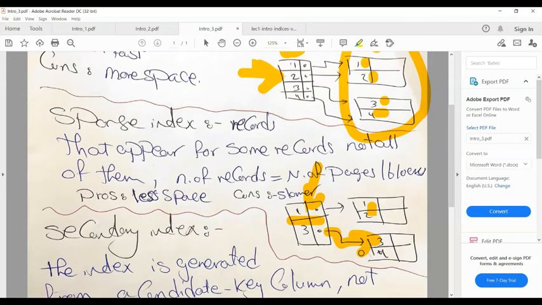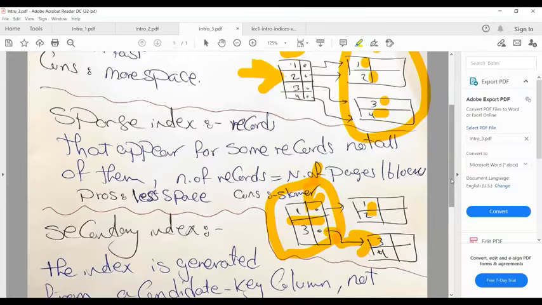However, the con is that it is much slower. Why? Because I don't have all my data in the index here. For example, I need to fetch a record where the primary key or the search key equals 2. 2 is not available here. So I need to go to the hard disk. And going to the hard disk means that I'm going to take much more time.